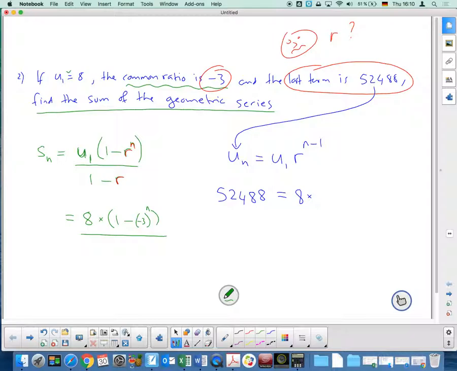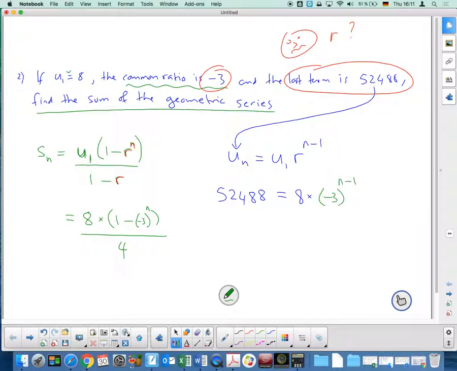1 minus... Oh, I'm getting stuck here. I'm doing things in my head. 1 minus -3 is 1 plus 3, which is 4. Okay, there we go. So I've now put that common ratio information in. Now over on this side, this thing that I was working on looks like that.